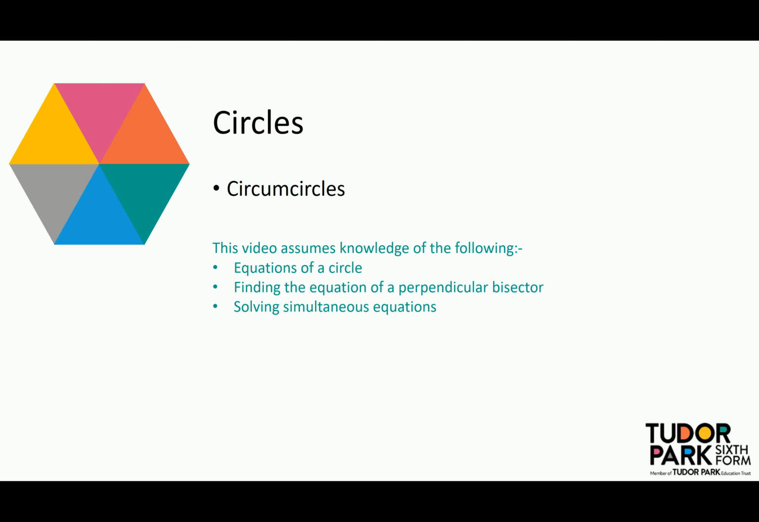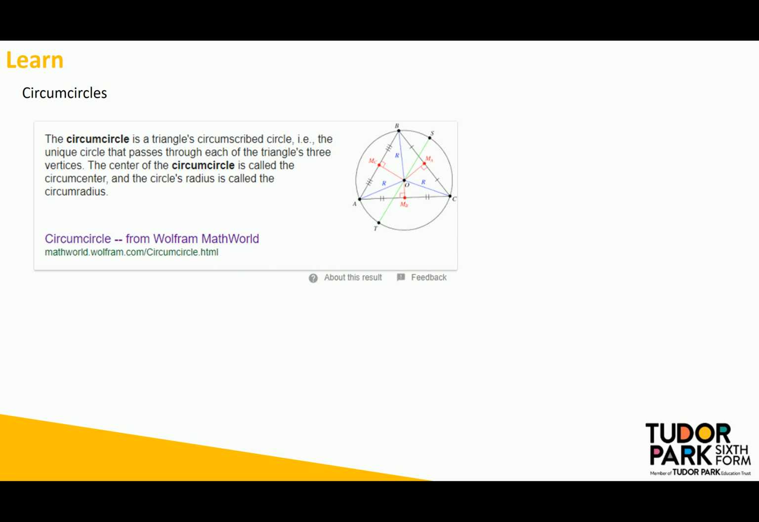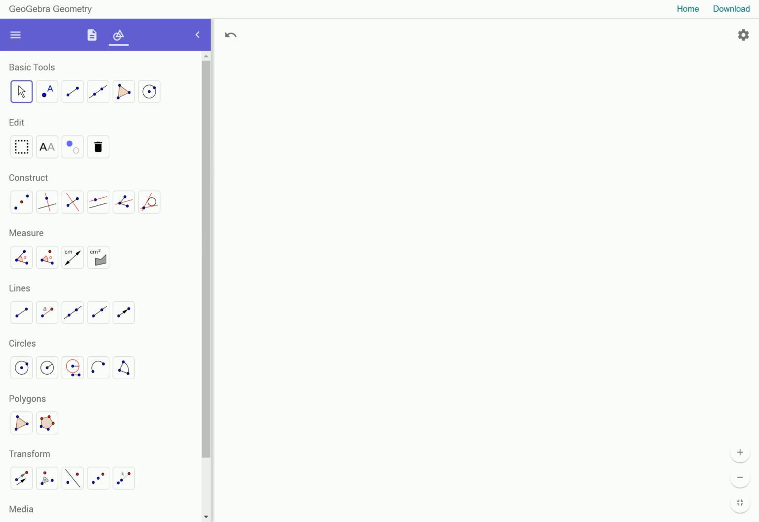Today we're going to look at circumcircles. Circumcircles are simply a circle which is inscribed through the points or the vertices of any triangle. So if I draw any triangle, I can always create a unique circle that goes through all three of the vertices. Now to demonstrate this, I want to show you an example in GeoGebra.